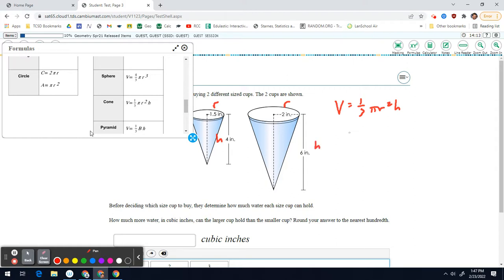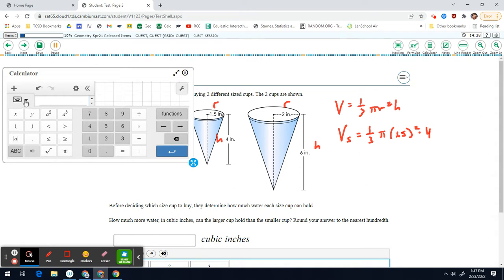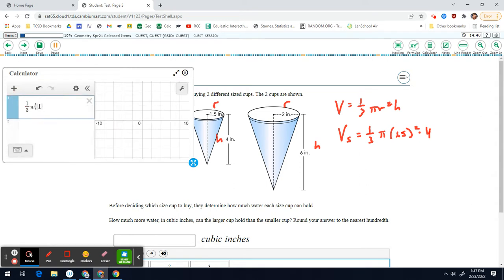So I'm just going to do 2 volume formulas, find their volumes, and then subtract them, right? For the volume of the small cone, I'll do 1/3 pi times 1.5 squared times 4. You can use parentheses, multiplication, it doesn't matter. So now I'm going to open up my calculator. I'm going to do 1/3. The pi button is in the keyboard, so if you click on the keyboard, there's pi. I'll use parentheses, 1.5, close parentheses, squared, times 4.